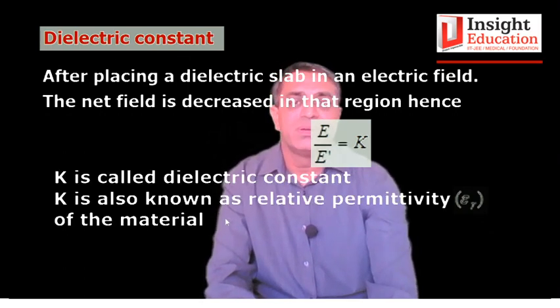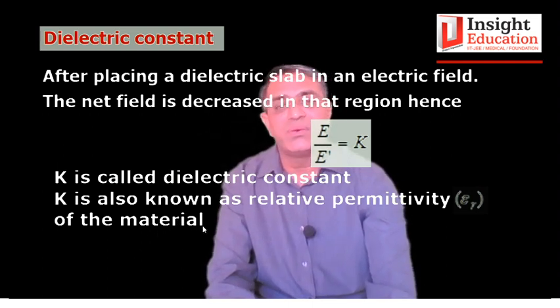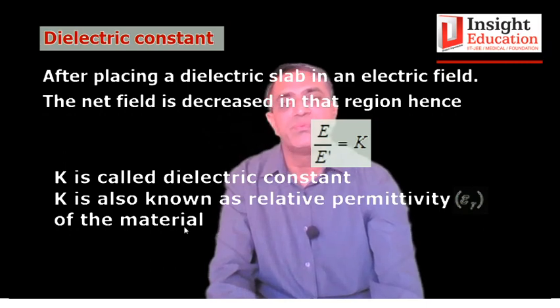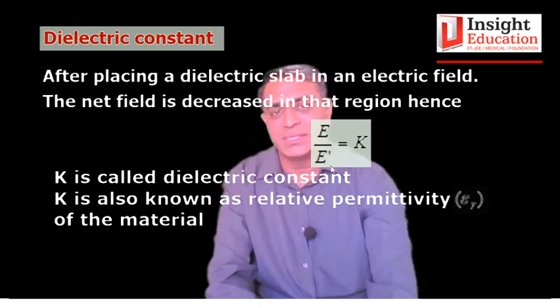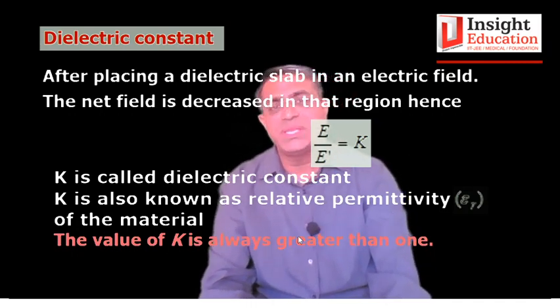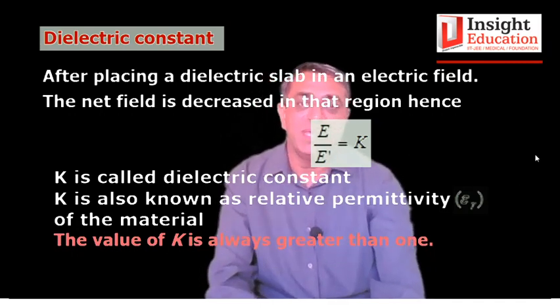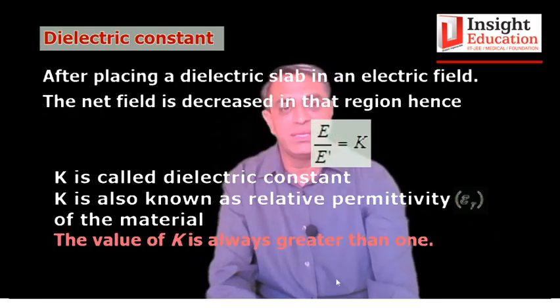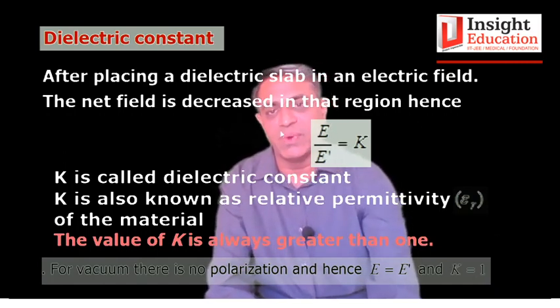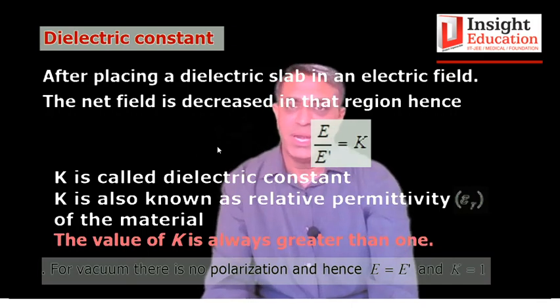Sometimes it is called the relative permittivity of the material, epsilon R. Epsilon 0 is the permittivity of free space, and epsilon R is called the relative permittivity of the material. In the normal case, the value of E is always greater than E dash, which means the value of K is always greater than 1. But in free space, E is equal to E dash, so K is equal to 1. The dielectric constant for vacuum is equal to 1. Already we have used this dielectric constant in the previous chapter.